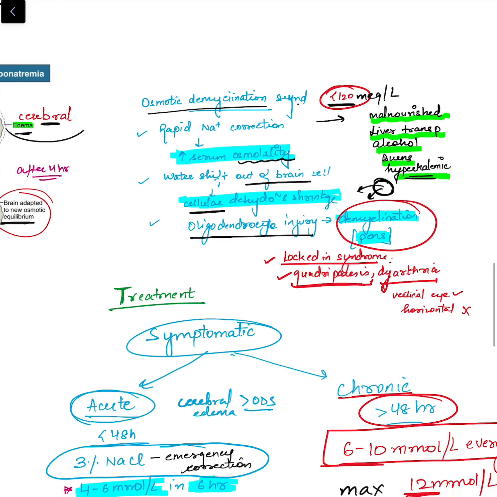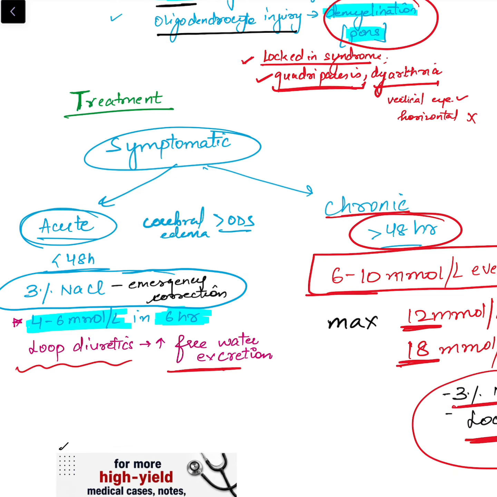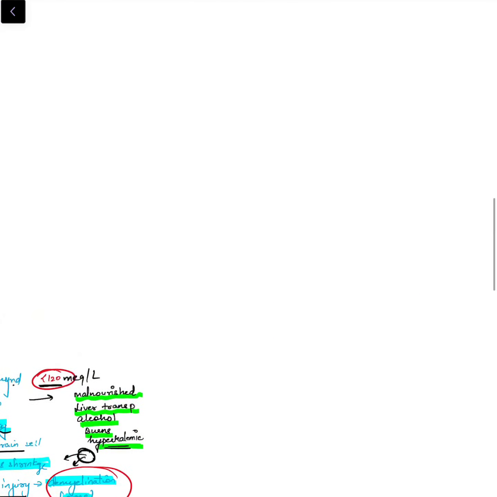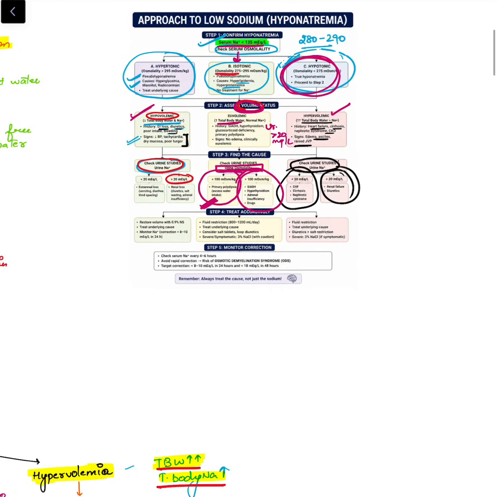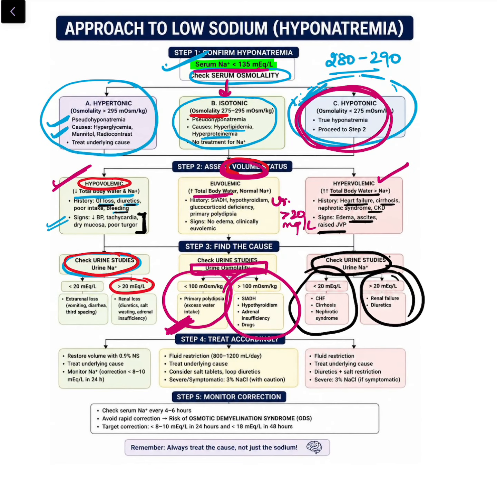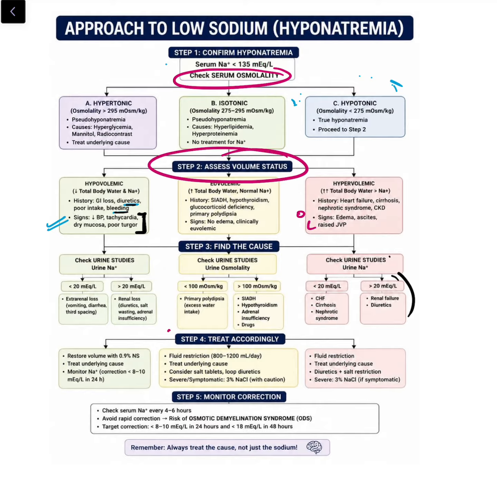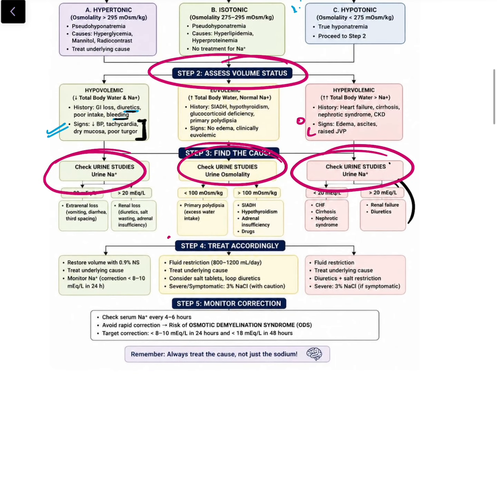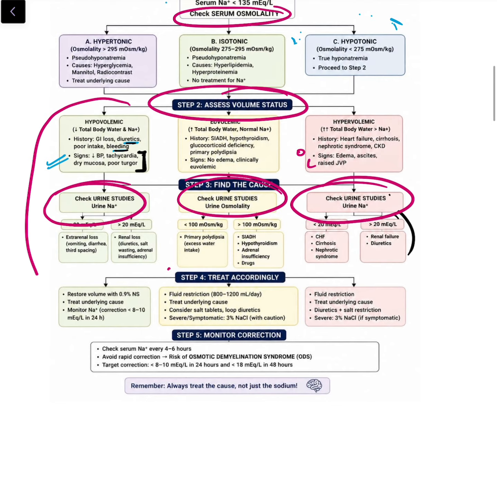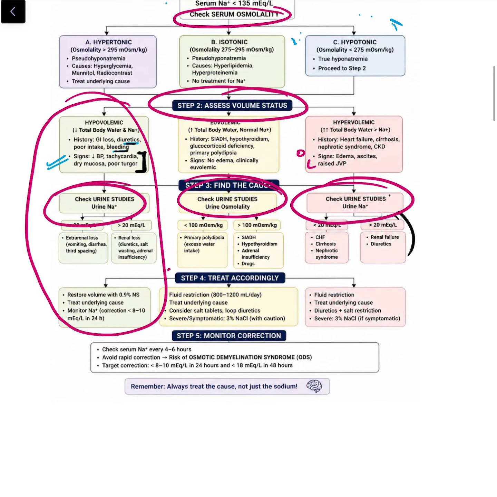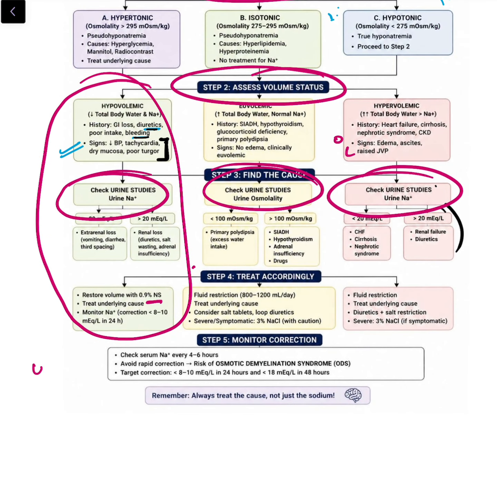Now next, how would you treat a patient of hyponatremia? Continuing this table, after confirming the hyponatremia, we have checked the osmolality, then the volume status, then the urine studies, urine osmolality and urine sodium level. Now, how would you treat? If the patient is hypovolemic, you have to restore the volume by giving 0.9% normal saline.